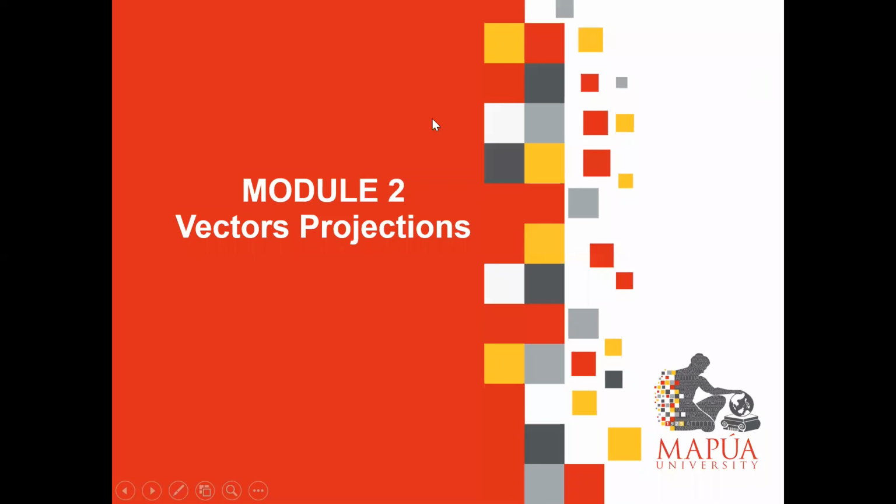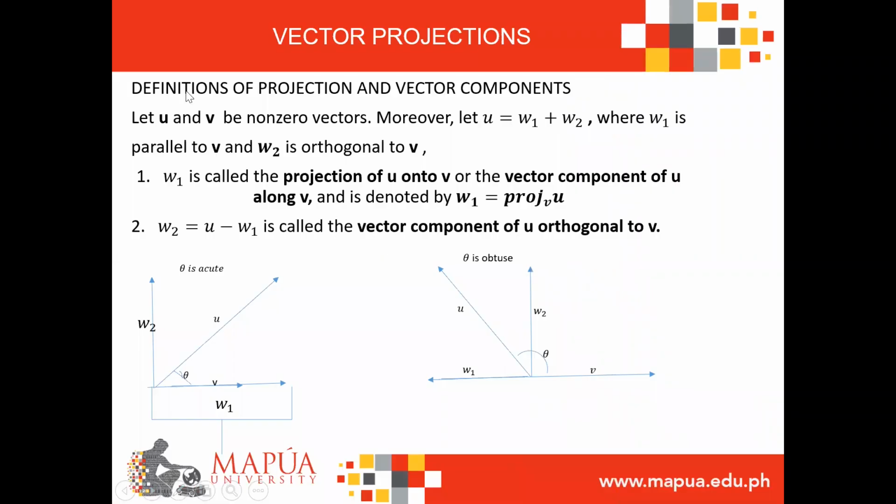Good day. This is Module 2, and I have here the lesson about vector projections. Let's have the definition of vector projections. It says here, let u and v be non-zero vectors. Moreover, let u equals w1 plus w2, where w1 is parallel to v and w2 is orthogonal to v.